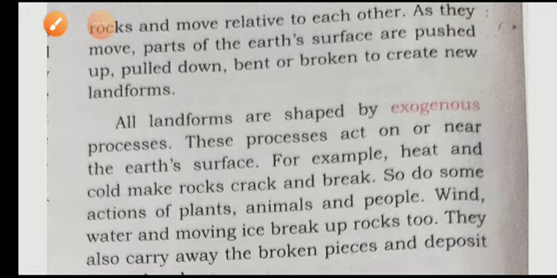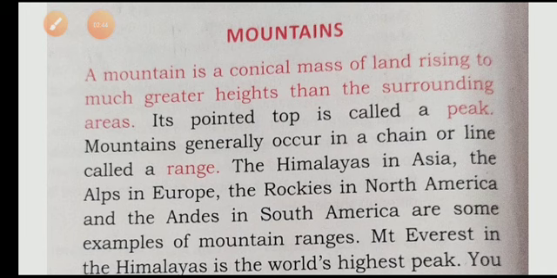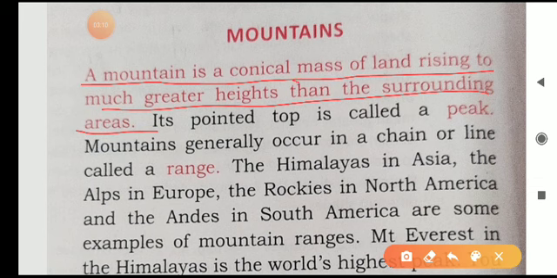And the next part explains different kinds of landforms. Already we said that the earth's surface is not the same everywhere. In some places we can see higher parts, some parts are flat and some are plateaus. First we will learn about mountains. The greater heights than the surrounding area are called mountains, and a mountain has a conical shape. So there will be a pointed top.